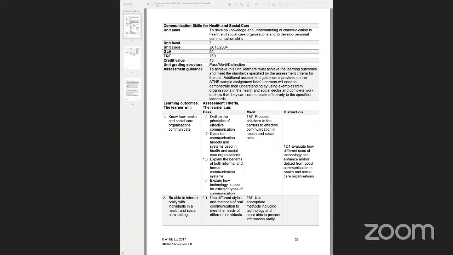The main theme of this unit is to develop knowledge and understanding of how communication works within the health and social care sector. There are bits and pieces relating to personal skills and professional skills. When we cover this unit, we're going to focus on the skills required for effective personal communication, and also on how we use these skills to communicate more professionally with our colleagues, or when we are working within a particular setup.